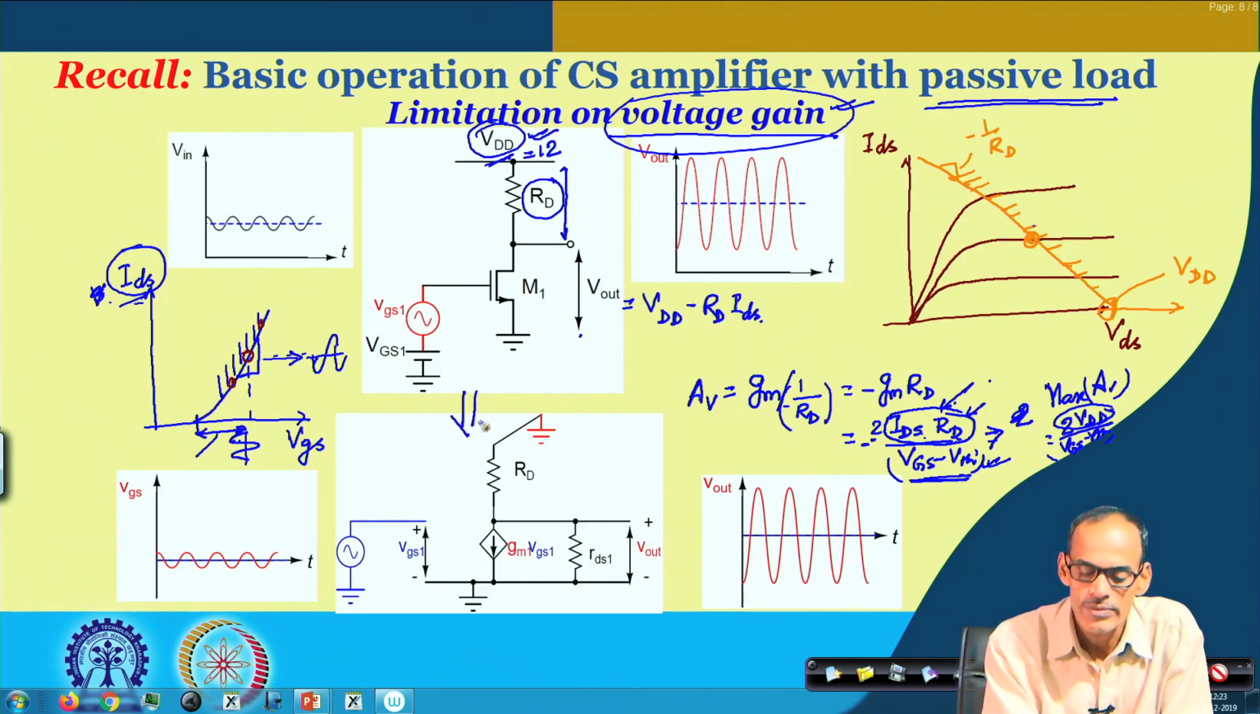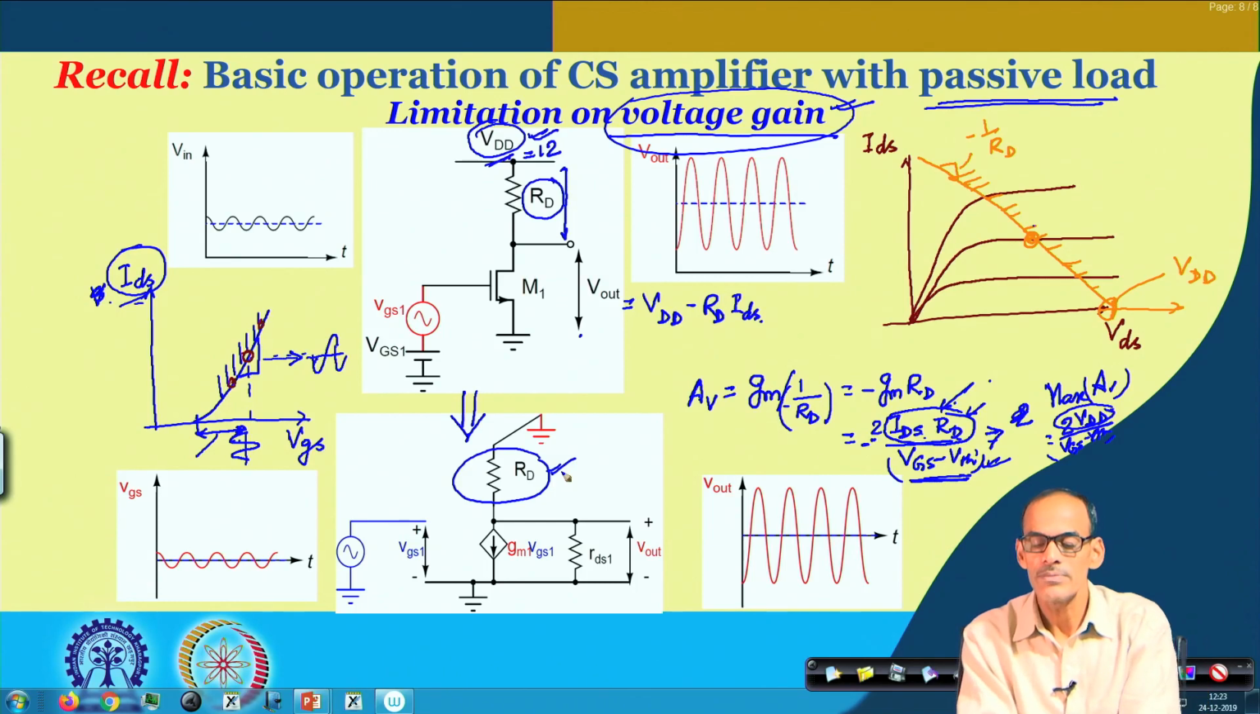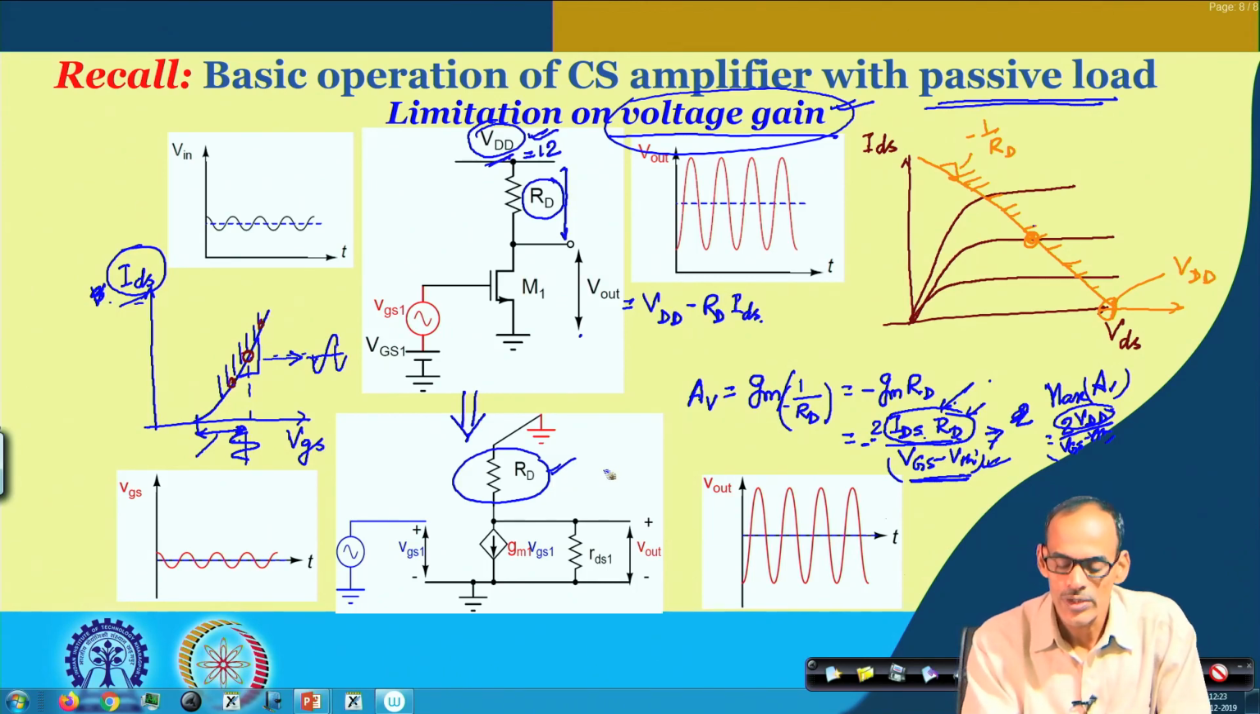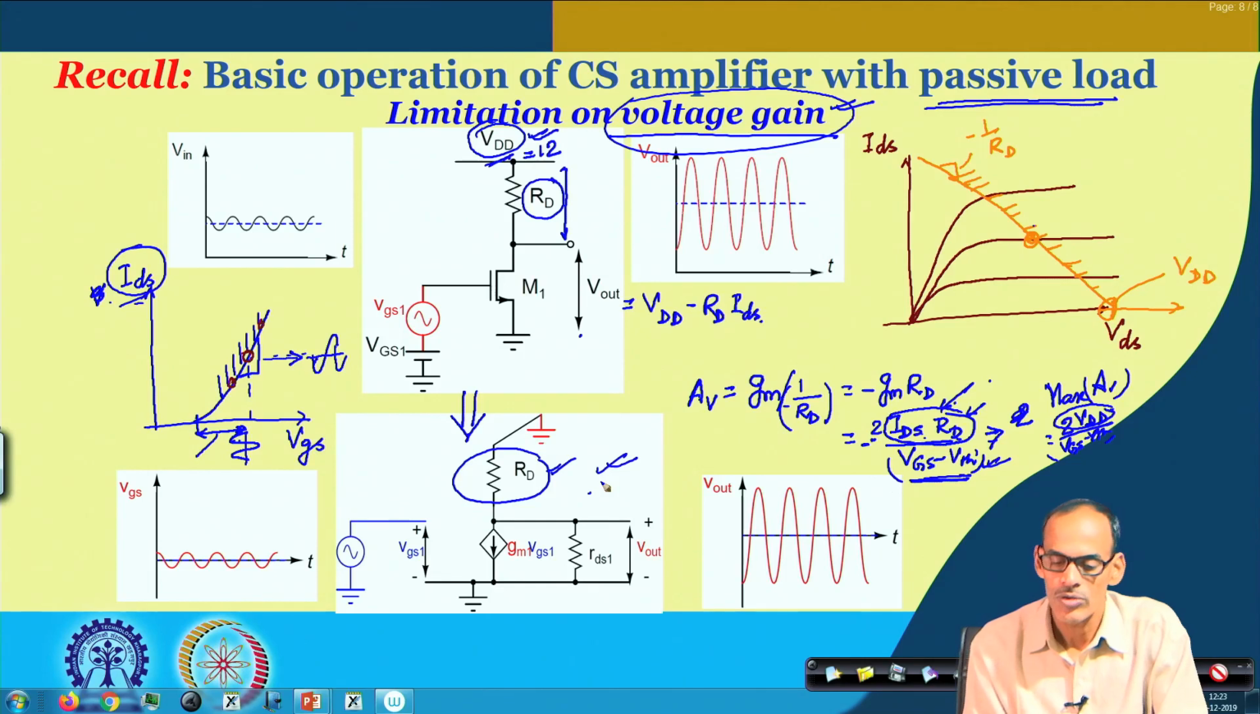If it is a passive circuit, passive load, then the corresponding load was playing a role to define the gain. I will not be going into the detail of this one, but we may come back to the small signal analysis when we talk about the active load amplifier.